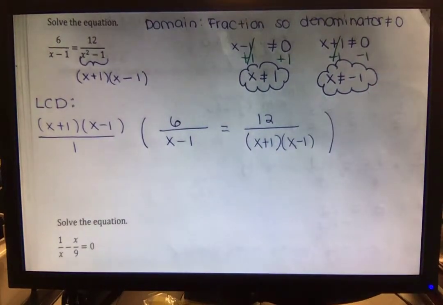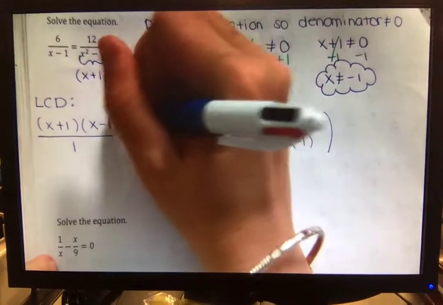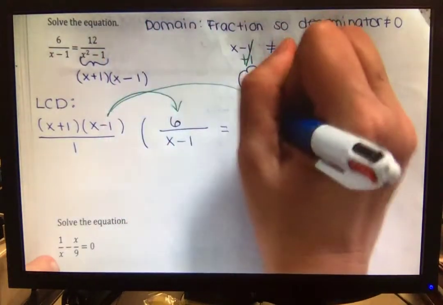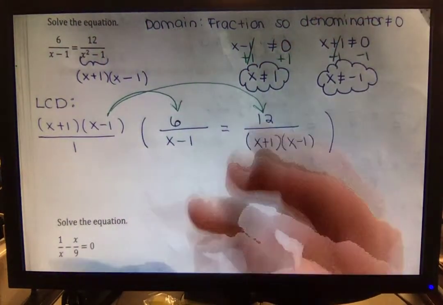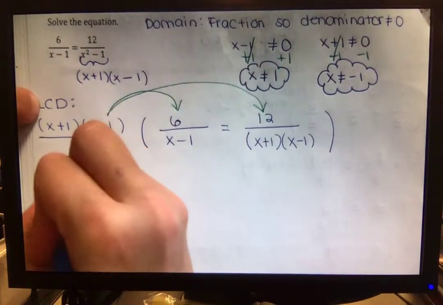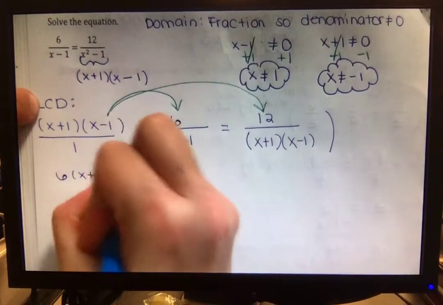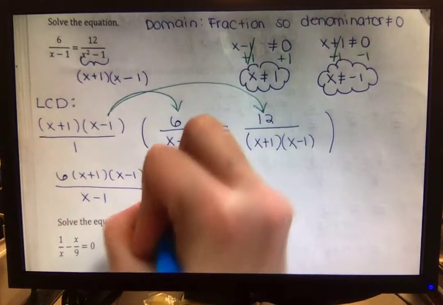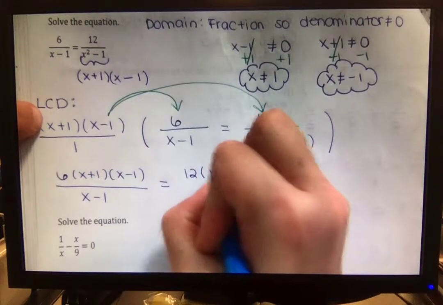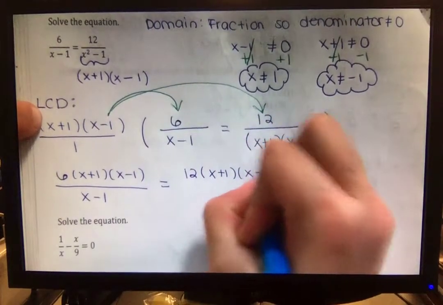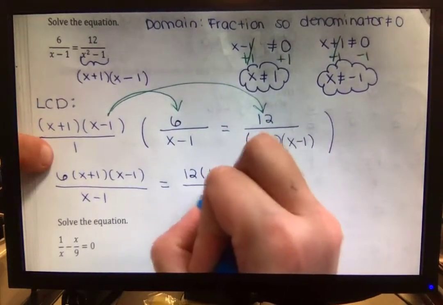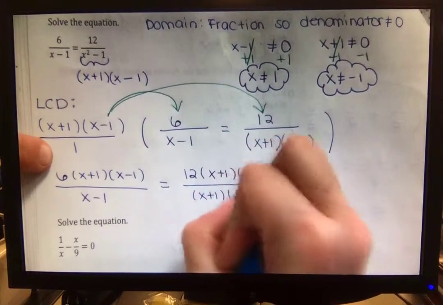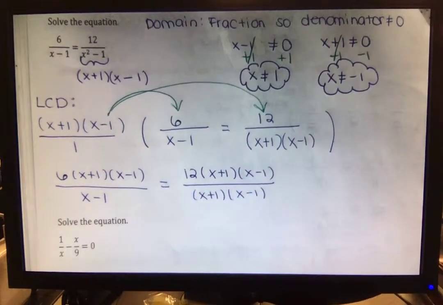I want to write it in factored form so that way I can see what factors can cancel. So we're going to distribute this LCD to both sides of the equation. So I have 6 times x plus 1 times x minus 1 all over 1 times x minus 1 equals 12 times x plus 1, x minus 1 all over 1 times x plus 1, x minus 1.